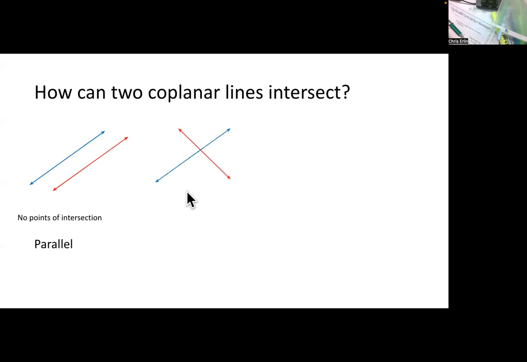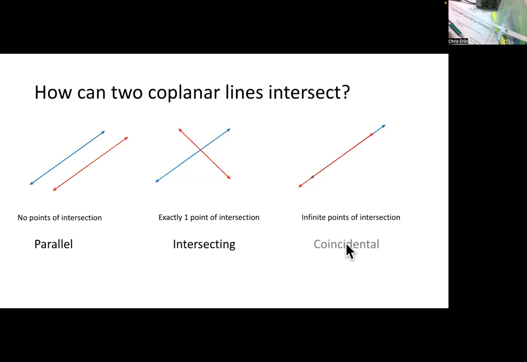We could have two lines that cross, that have one point of intersection. Those are called intersecting lines. Or we could have two lines that are overlapping completely, where they share every single point of intersection. Those are called coincidental lines.